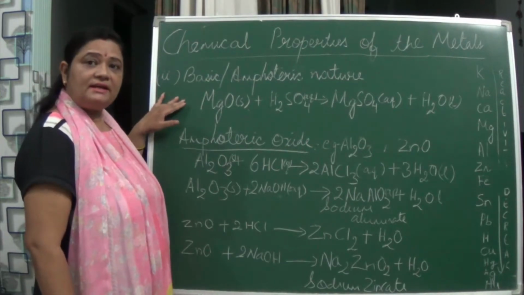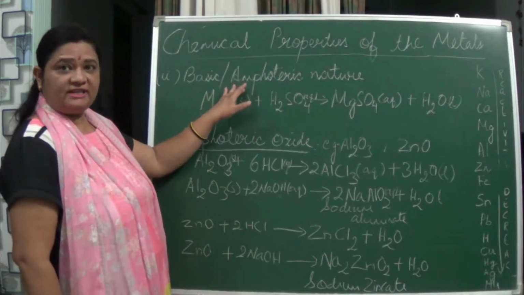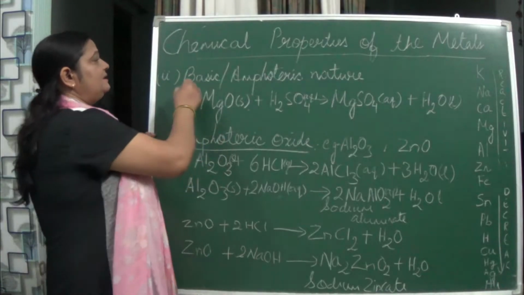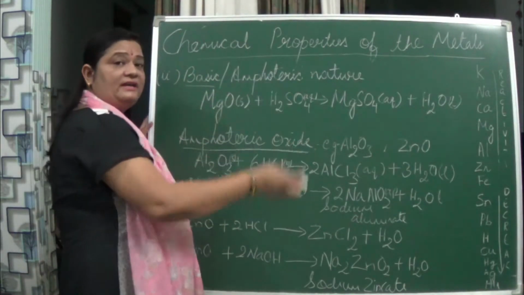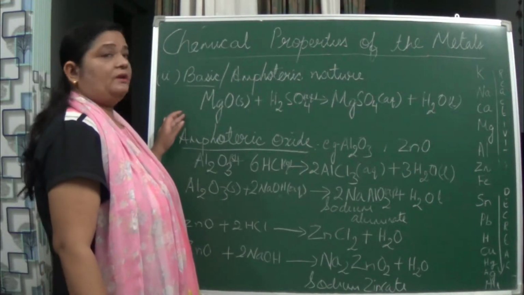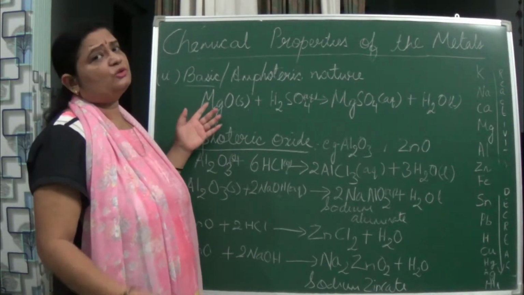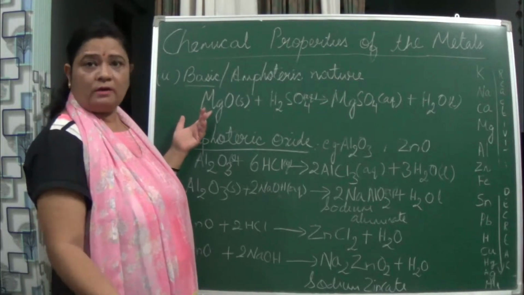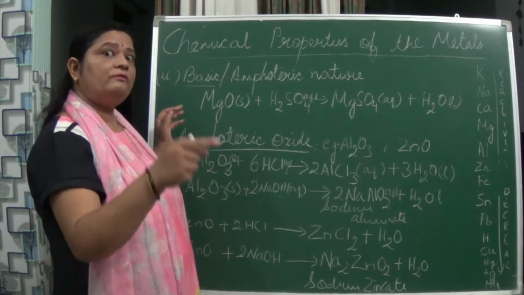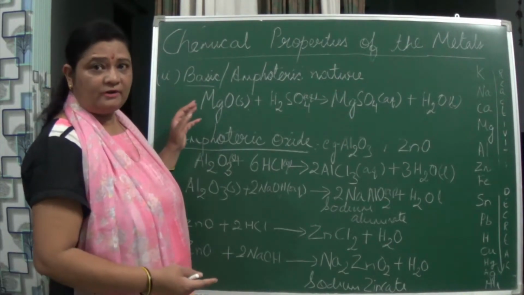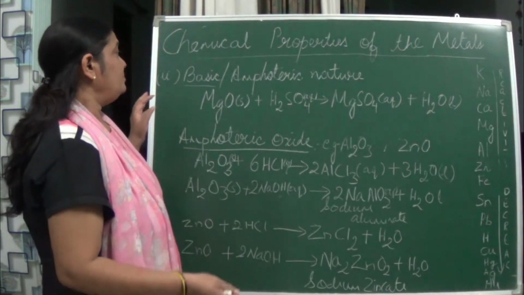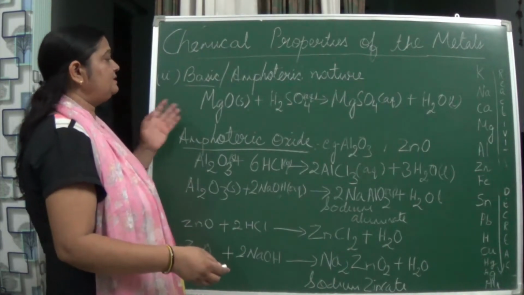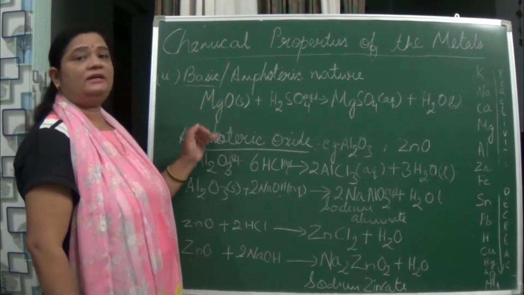They are basic in nature or they are amphoteric in nature. So what is basic in nature? Naturally, when we are saying magnesium oxide, it is basic in nature. Sodium oxide, potassium oxide, they are also basic in nature, but they dissolve in water to form the corresponding hydroxides. So we are saying them alkalis, isn't it? So metal oxides are what? Basic in nature. So I have taken an example of magnesium oxide.